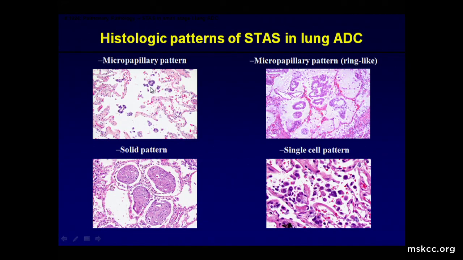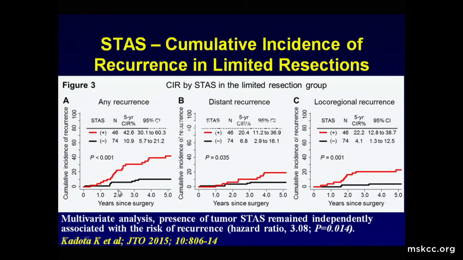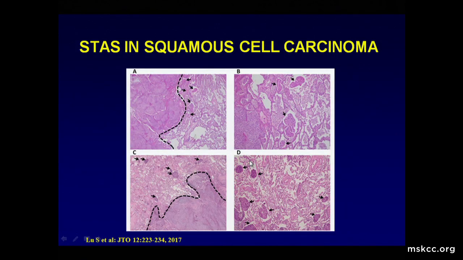And as we look through our cases, most of these have a micropapillary pattern. Some of these have this interesting ring-like arrangement. And then some have these solid airspace nests. And rarely you can see these single cell type of patterns. So we published this a few years ago and showed that looking at patients with limited resections, patients with any recurrence, distant recurrence, or local regional recurrence, the presence of STAS was significant, and this was an independent prognostic factor.